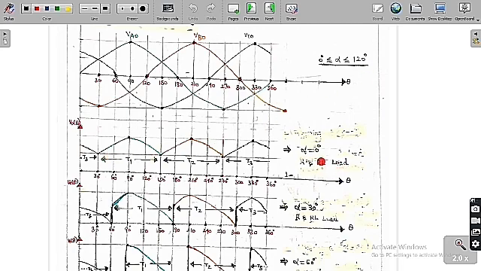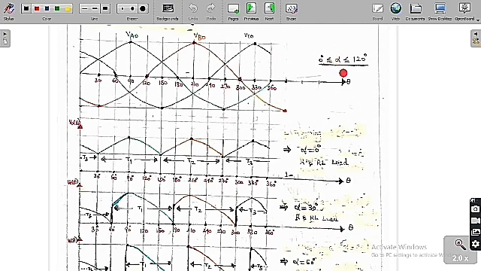So now when alpha is equal to 0, for R and RL load, we are going to trigger T1 at 30 degree, T2 at 150 degree, and T3 at 270 degree. So T1 is going to conduct from 30 degree to 150 degree, T2 from 150 degree to 270 degree, and T3 from 270 degree to 390 degree.